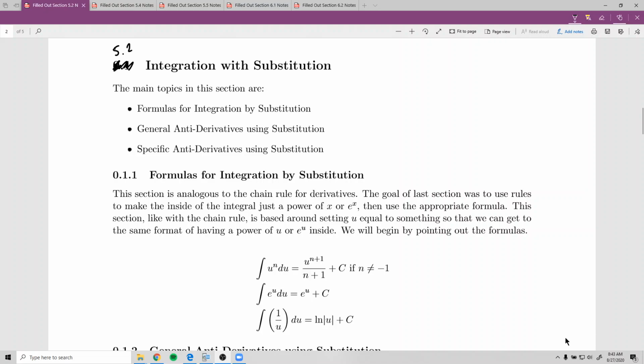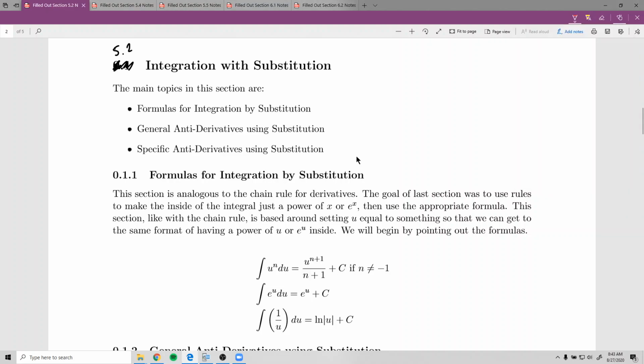This video will be on section 5.2, integration with substitution. The main topics in this section: we'll talk about the formulas associated with integration by substitution. We'll see very quickly that this is like the chain rule but for integration. Then we'll practice like we did last section, doing general antiderivatives, so just integrating, getting the result plus C. And then we'll do some specific antiderivatives, meaning we'll solve for C, using substitution.